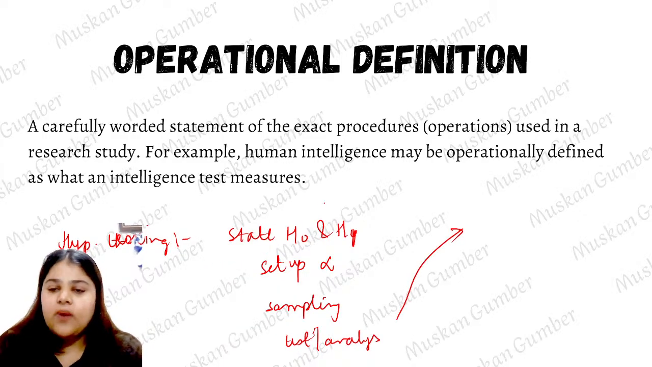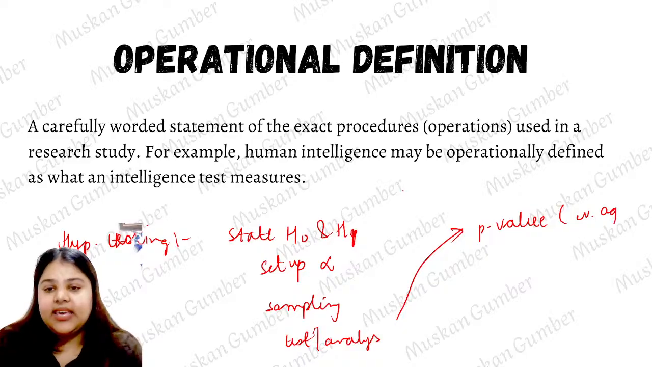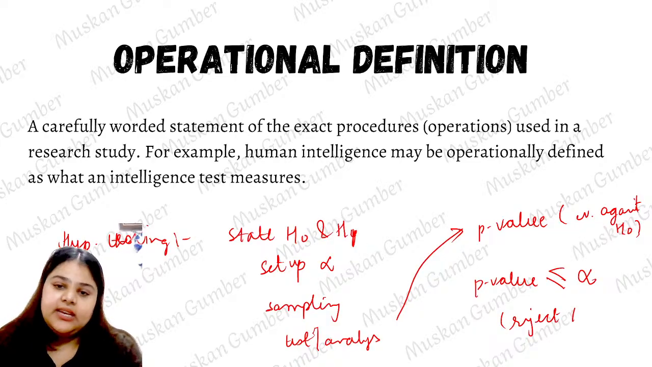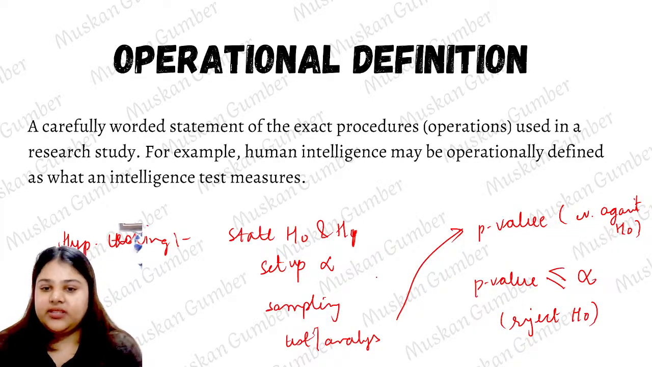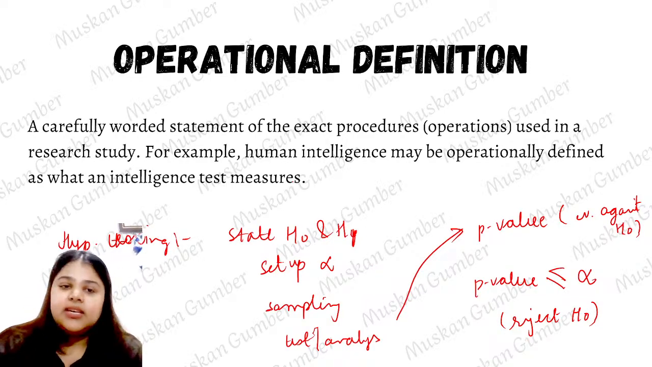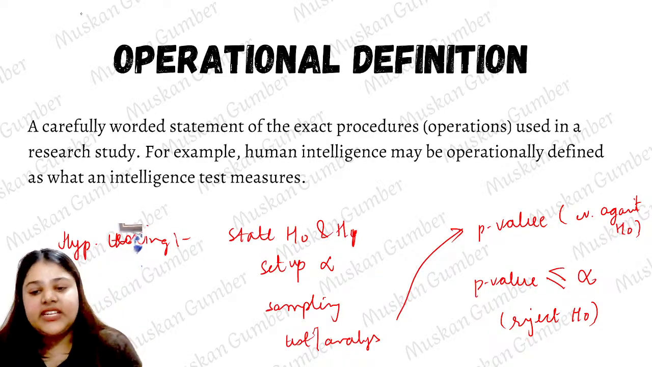And how am I going to analyze the test? I will see the probability value, which is the evidence against my null hypothesis, right? So if my p-value is smaller than or equal to the alpha, then we reject the null hypothesis. If not, then we retain the null hypothesis. Clear, everyone? If you still have any doubt, please ask away, then we will move ahead further.